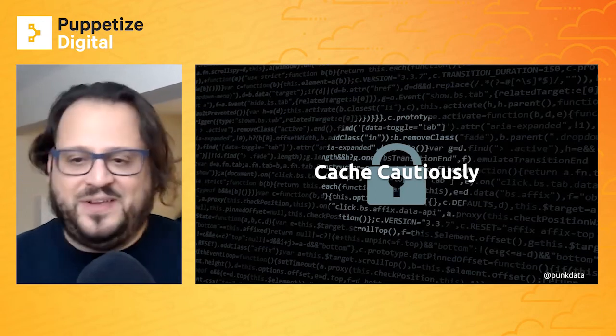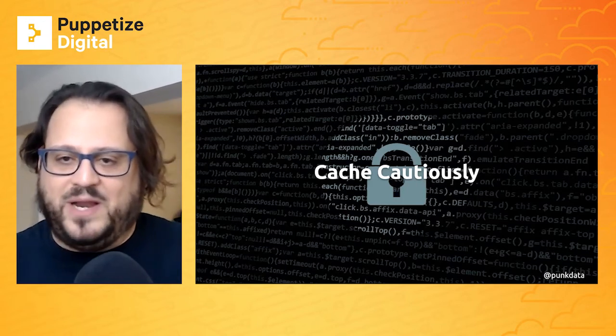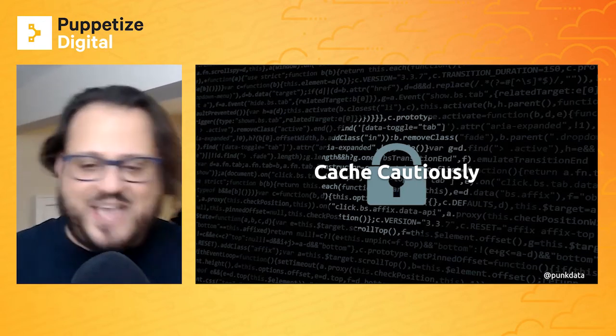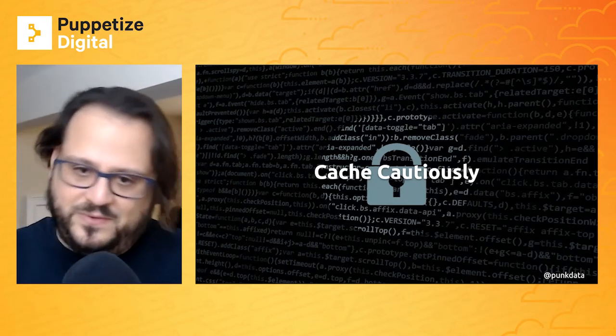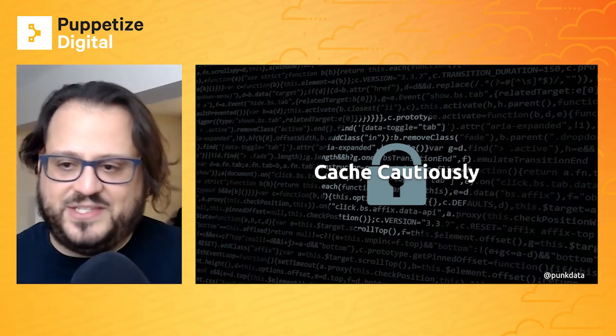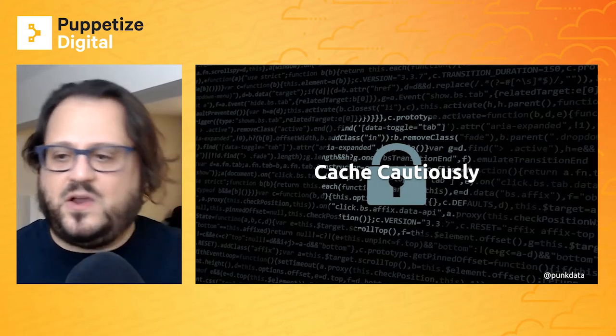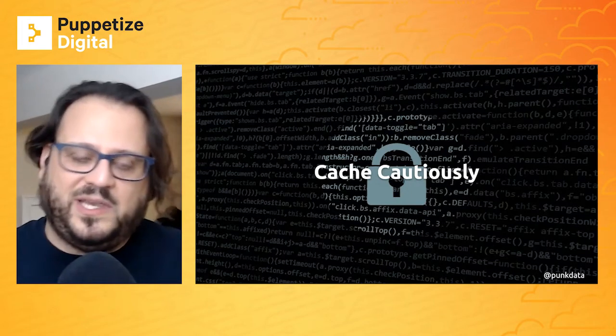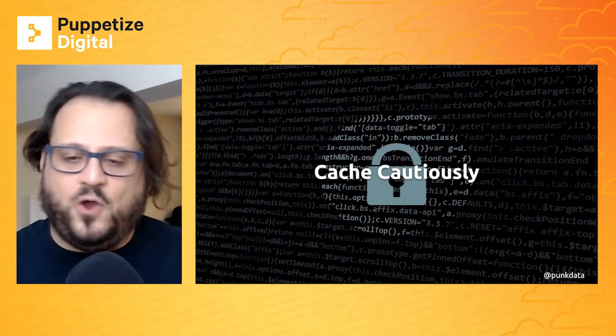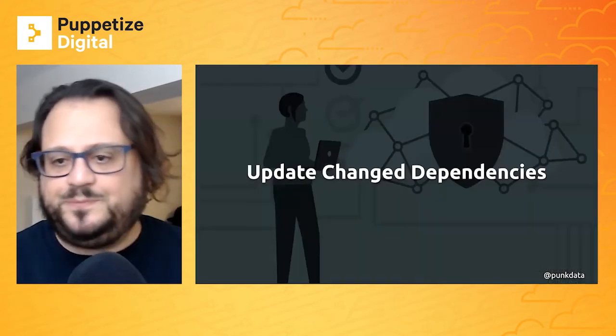So number one, what I mean by abusing caching is they just cache everything. And that also talks to the caching strategies. When I say cache cautiously, I mean only cache what you need and only the things that need to be updated.